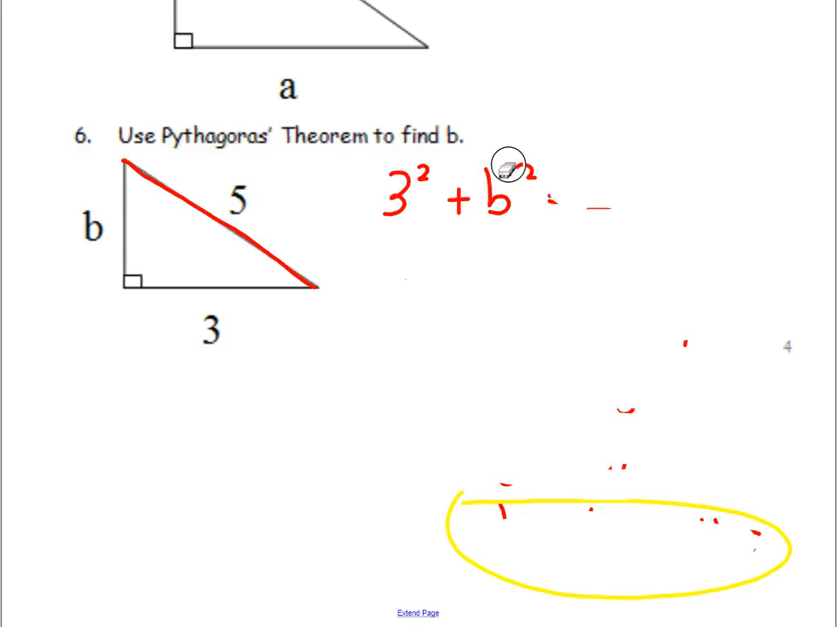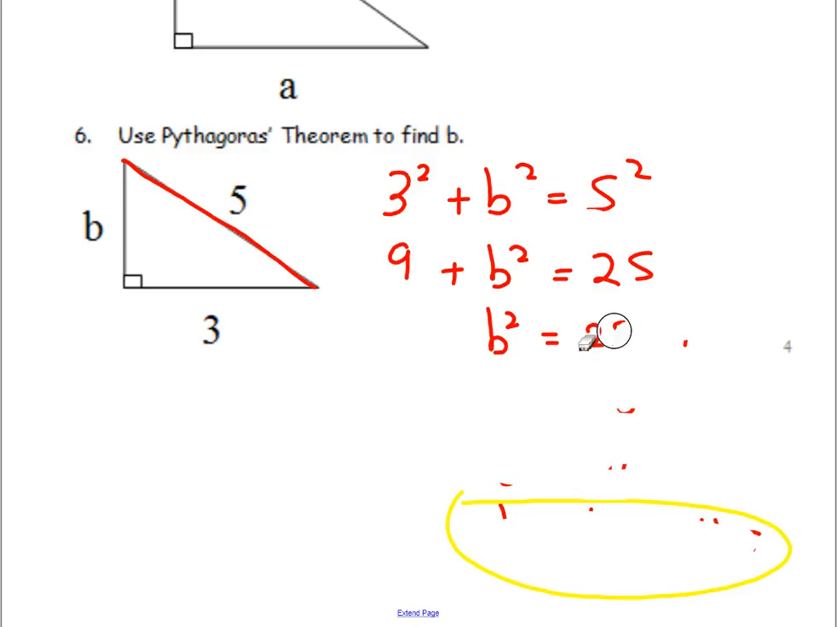I just wrote 3 squared plus b squared, the sum of the squares of the legs, equals the square of the hypotenuse. And then I worked out what 3 squared is. We still got plus b squared. 5 squared is 25. Then I started to rearrange. We need to subtract 9 from both sides. So we say b squared equals 25 minus 9. And then work out what that is. What is 25 minus 9? I think, yep, 16. And then you just take the square root.